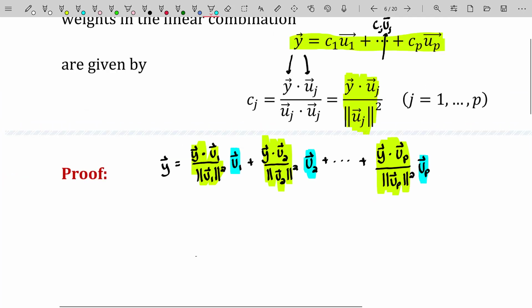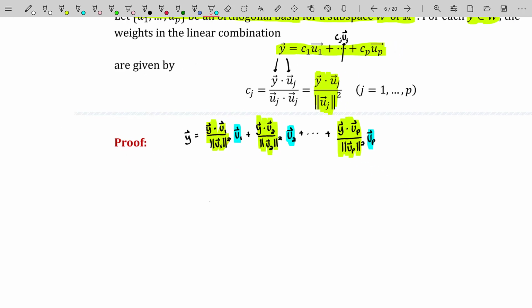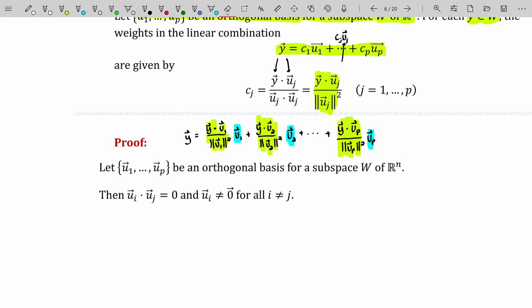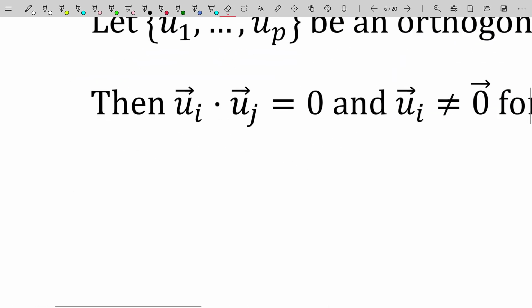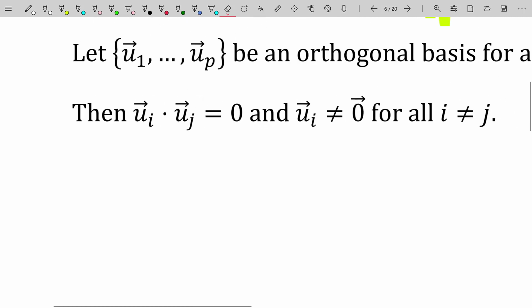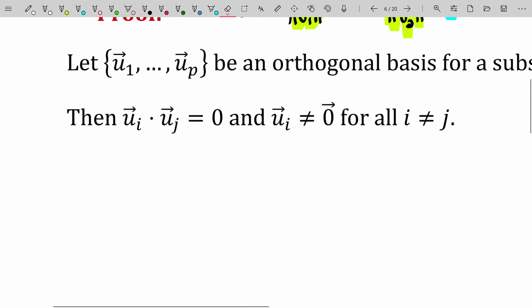Now, something this complex seems like it would take forever to prove, but it actually does not. We'll start by letting u1 through up be an orthogonal basis for a subspace W of R^n. And of course, because it's an orthogonal basis, we happen to know each of those vectors is orthogonal to one another. That is, u sub i dotted with u sub j is 0, and u sub i is non-zero, again, for all i not equal to j.